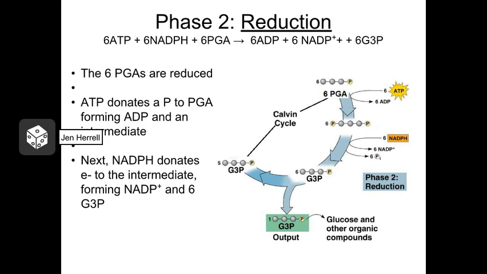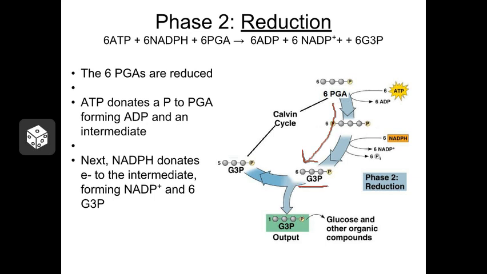Now that we've added our three carbon atoms to this cycle, in other words, we fixed our three carbon atoms to other molecules, we can now take those molecules into phase two of the cycle, which is known as reduction. What's going to get reduced? Well, the thing that's going to be reduced are the six PGA molecules that we ended up with at the end of phase one. Without going into a lot of detail, those PGA molecules are going to get converted and changed around into our six little sugars, six G3Ps.